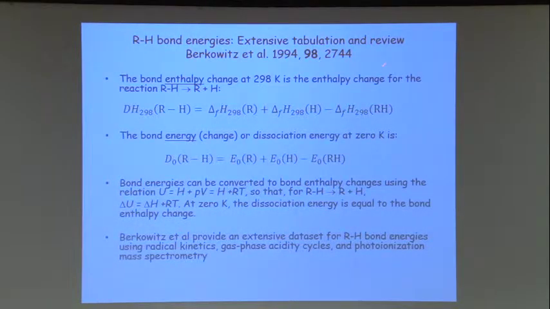And if you go to this paper, which is quite old but is very, very useful, you find tabulations of what are called bond enthalpy changes. So bond enthalpy changes, DH298 for RH, is basically the dissociation energy for this bond here. And that's going to correspond to the enthalpy of formation of R plus the enthalpy of formation of H minus the enthalpy of formation of RH. And so once again, you can get the enthalpy of formation of R from that bond dissociation energy.